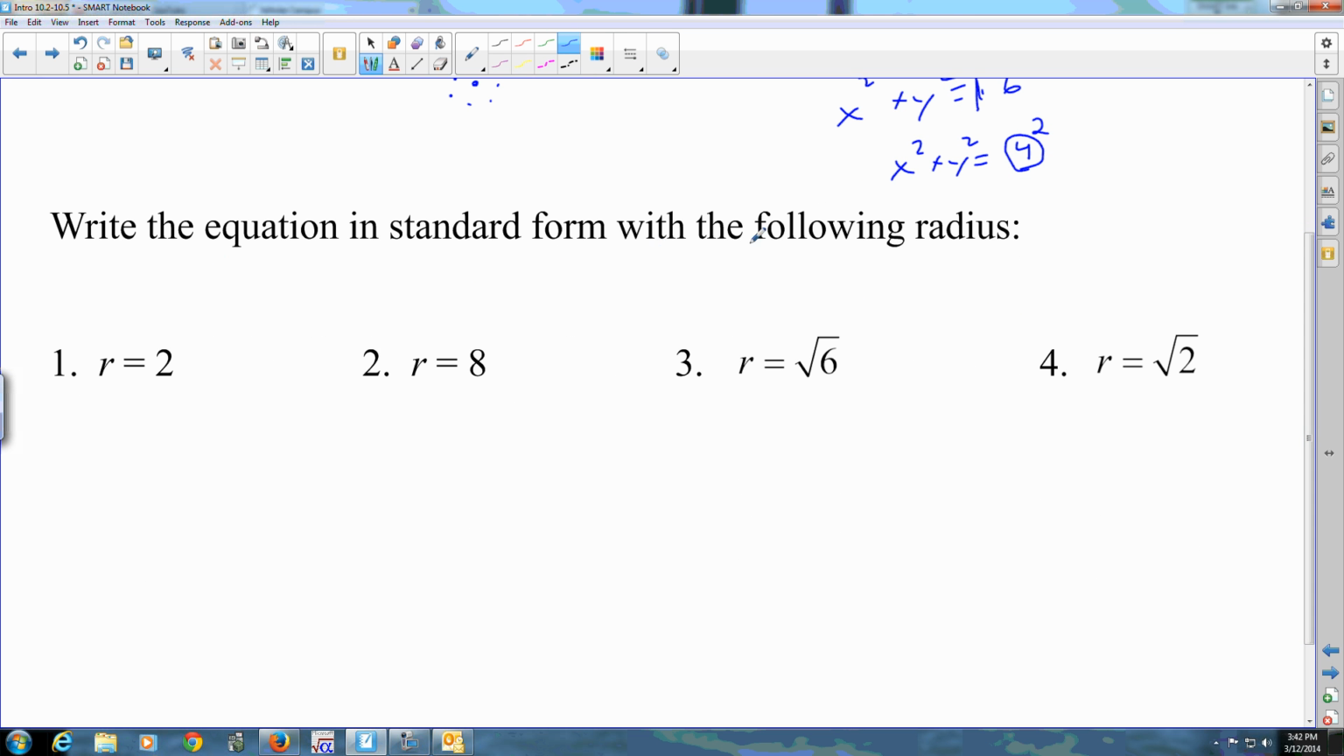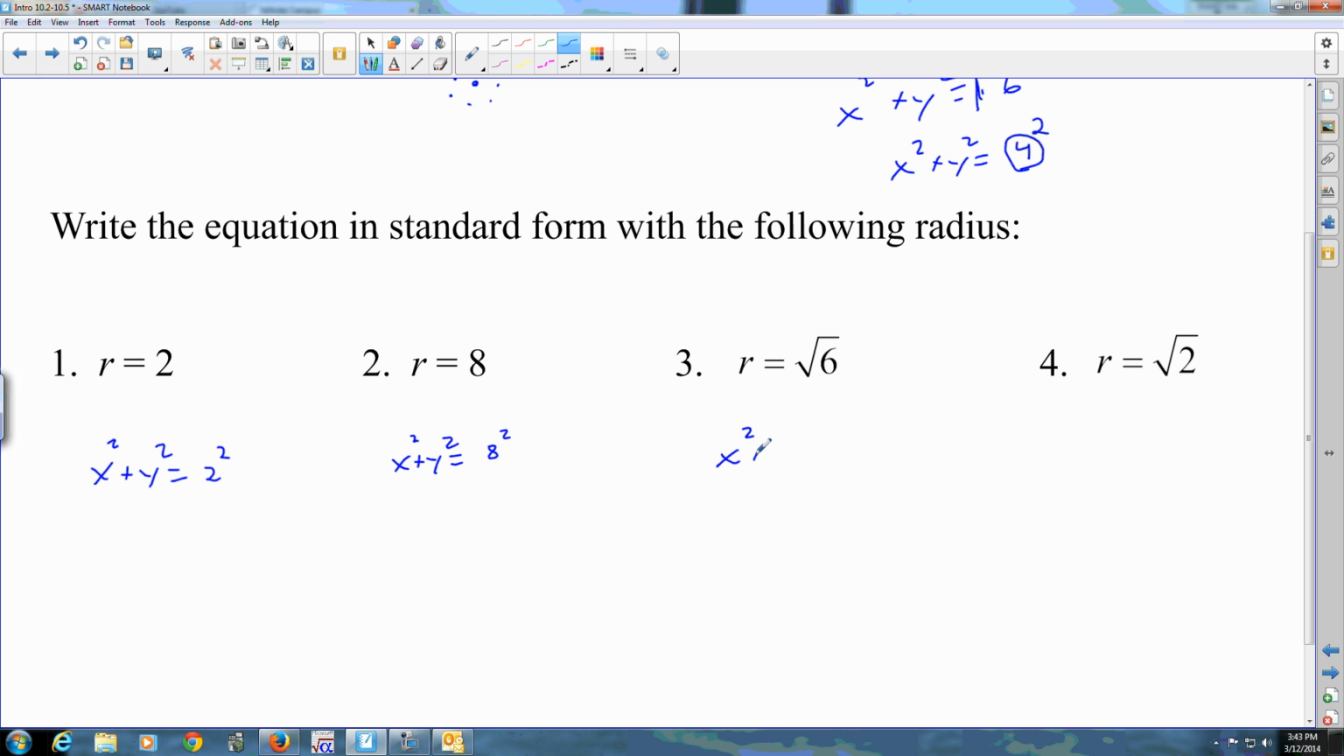Write the equation in standard form of the following radius. Well, the radius is 2, so x squared plus y squared is equal to 2 squared. You can leave it like that. You don't have to write 4. It's totally fine being that way. So x squared plus y squared is equal to 8 squared.